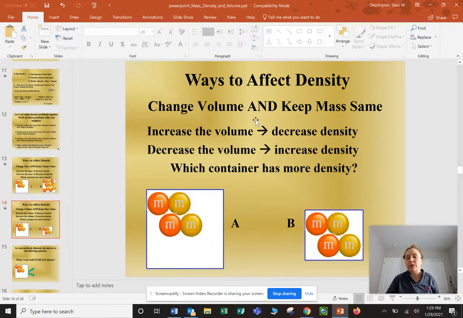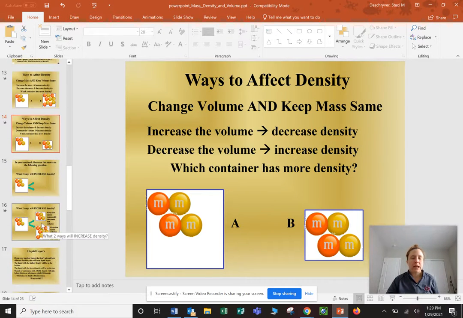You could change the volume and keep the mass the same. So if you look at A, we have a much bigger space here. B, we have a much smaller space here. So if we have a larger space with the same amount of particles, we'll have a lower density. If we have a smaller space with the same amount of particles, we'll have a higher density. So which one is going to be less dense here, A or B? Which one is less dense? Okay, if you said A, you were right.